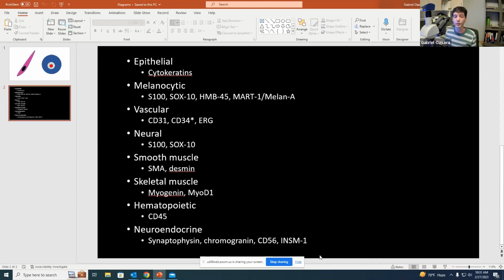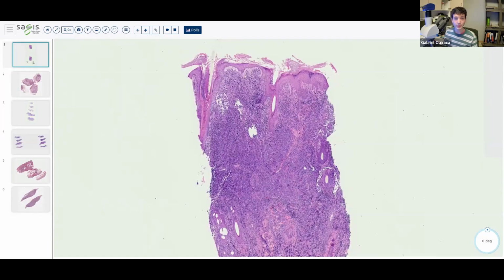In dermpath, this would be very readily applicable to Merkel cell carcinoma, in which INSM1 has been shown to be approximately the same as synaptophysin and chromogranin together. All right, and with that very brief primer, let's get into our cases.